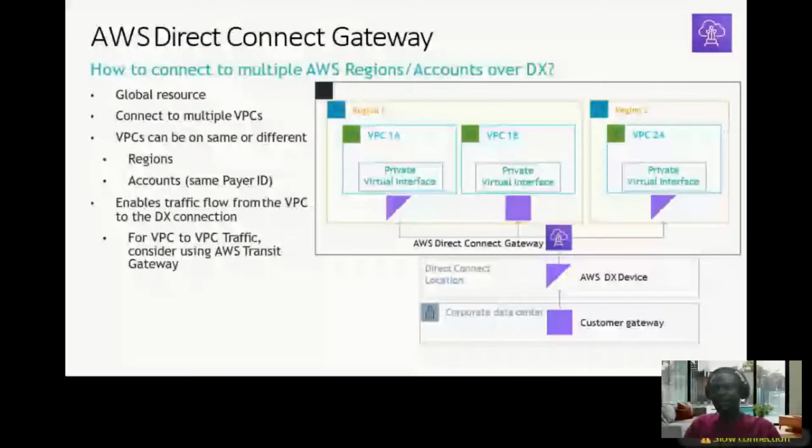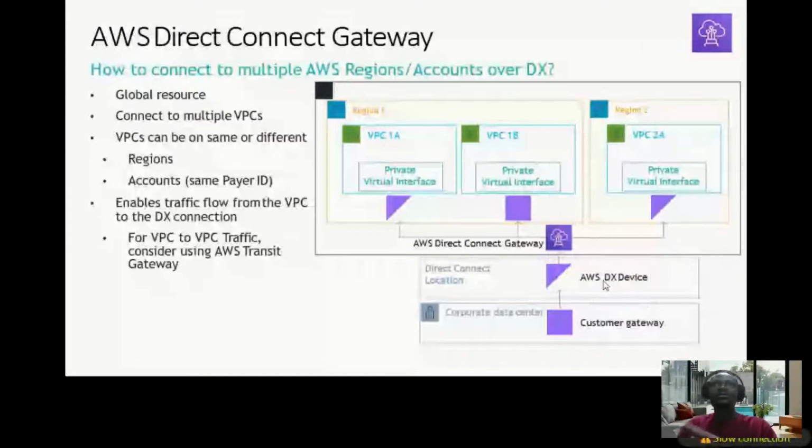So now we have the direct connect gateway. How to connect to multiple AWS region accounts. So global resources allow you to do that. Multiple VPCs, VPCs can be on same or different regions. Accounts with same enables flow from the VPC to the direct connection. VPC to VPC traffic, consider using AWS transit gateway. So that is where it comes in. When you want to connect VPC to VPC traffic, use transit gateway. So you can see we have region 1, region 2, we have VPC 1 and VPC 1B. So this is attached virtual or private virtual interface or public. Private, your own environment is not traversing through the public internet and all that.